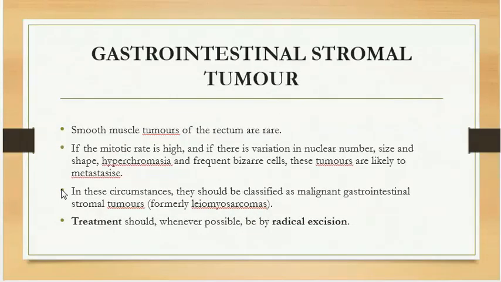Gastrointestinal stromal tumors may be smooth muscle tumors of the rectum, which are rare. If the mitotic rate is high on histological examination, and if there is variation in nuclear membrane size and shape, hyperchromasia and frequent bizarre cells, these tumors are likely to metastasize. So this is basically GIST tumors of the rectum we are talking about. GIST treatment should, whenever possible, be radical excision. So this is another tumor of the rectum, gastrointestinal stromal tumor, GIST.